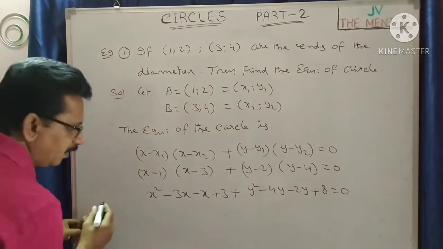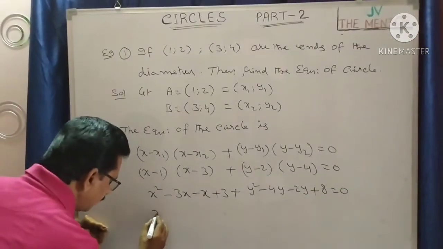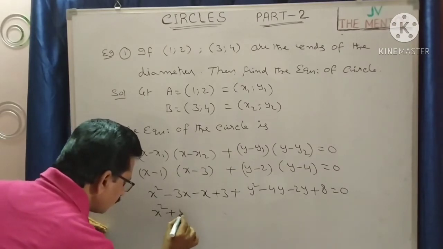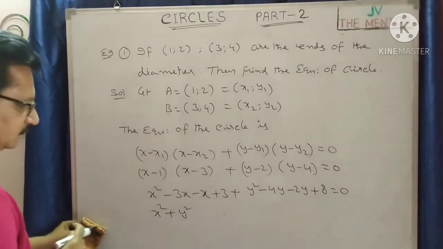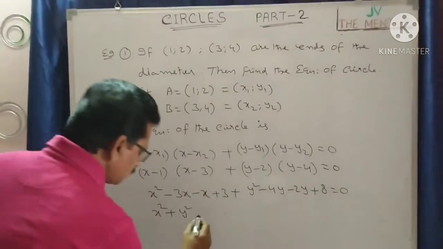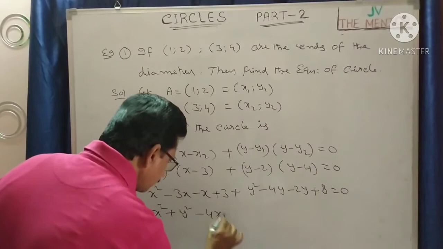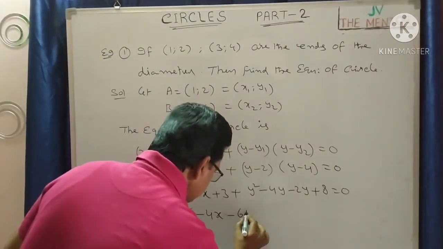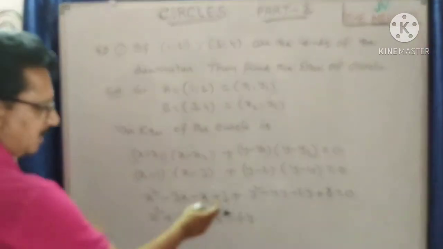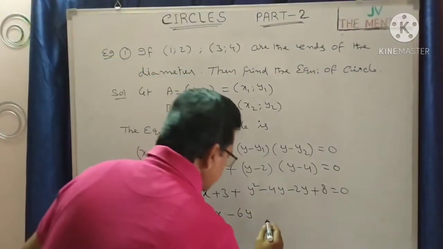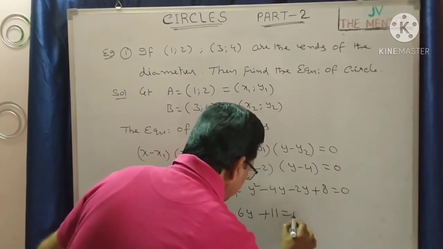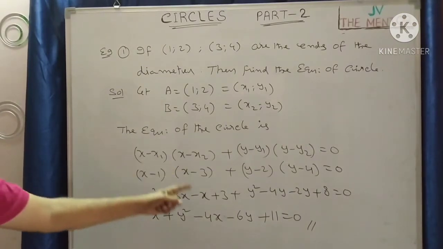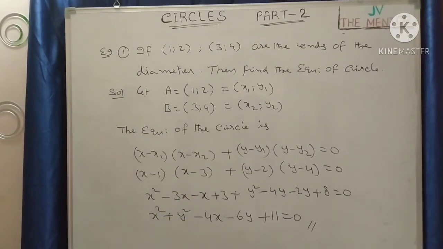Now take in order: x square plus y square; next minus 3x minus x, minus 4x; next minus 4y minus 2y, minus 6y. Now the constant is plus 3 plus 8, plus 11, equal to 0. Okay, now this is the equation of the required circle. Write down.